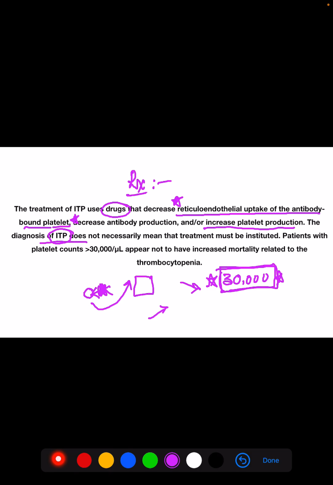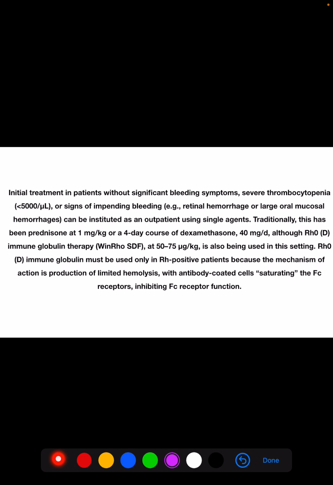Patients with platelet counts greater than 30,000 per microliter appear not to have increased mortality related to the thrombocytopenia. And initial treatment in patients without significant bleeding symptoms, severe thrombocytopenia or signs of impending bleeding can be instituted as an outpatient using single agents.